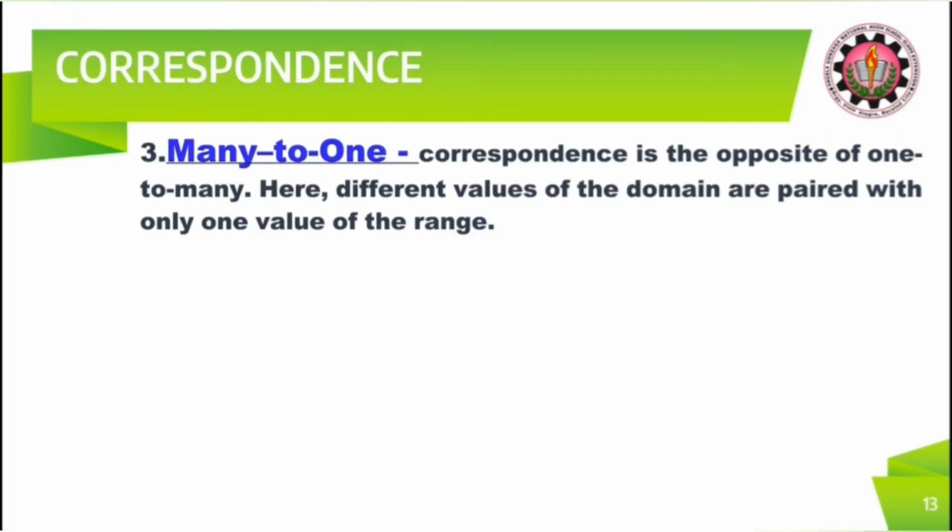The next correspondence, number 3, is many-to-one. Many-to-one correspondence is the opposite of one-to-many. Here, different values of the domain are paired with only one value of the range.